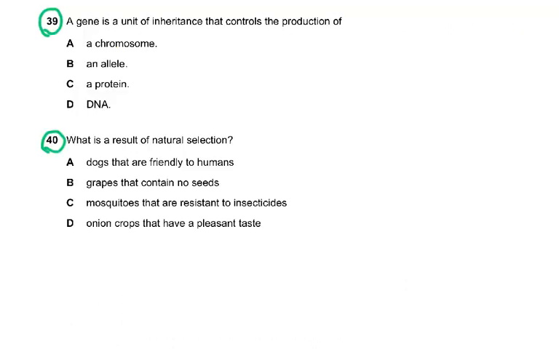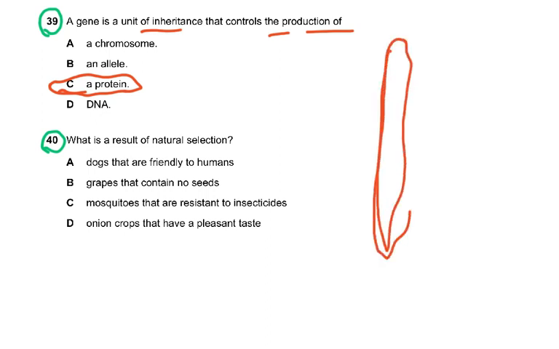Now you're very confused about these terms. A gene is a unit of inheritance that controls the production of a protein. That's a syllabus point actually. But let's discuss this. What is a chromosome? A chromosome is made up of DNA, like I say this desk is made of wood. If I say this desk is made of wood, this is the way a chromosome is made up of DNA.